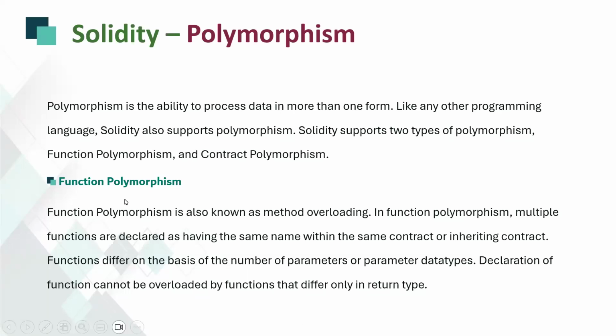Let's talk about function polymorphism. In Solidity, function polymorphism refers to the ability to define multiple functions with the same name but different parameter types or numbers. This is known as function overloading. By using function polymorphism, you can create functions that can handle different data types, or different combinations of input parameters. When you call a polymorphic function, the compiler determines the appropriate function to execute based on the provided arguments.